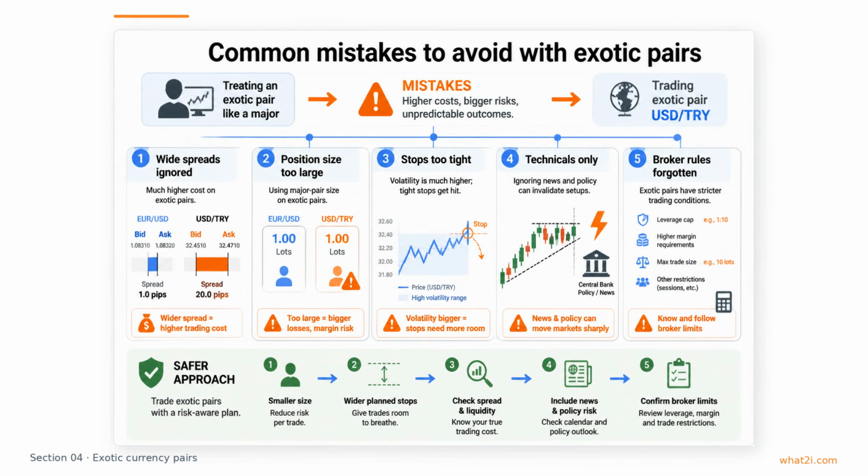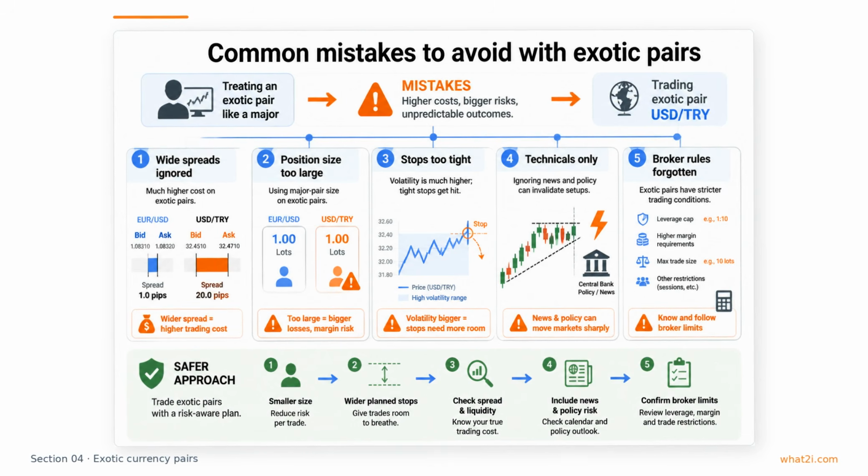Most mistakes with exotic pairs come from treating them like majors. Traders may ignore the effect of wide spreads, use position sizes that are too large, or place stops too tightly for the actual volatility. Another common problem is relying only on technical analysis while overlooking policy risk, political events, or local macro conditions. Broker rules can also catch people off guard, especially if margin requirements are stricter. A safer approach starts with smaller size, wider planned stops, and a careful check of liquidity and event risk. In exotics, caution is not optional. It is part of the method.